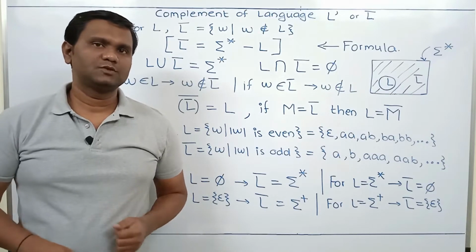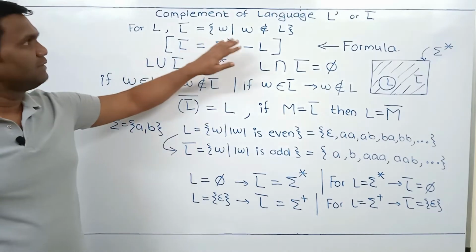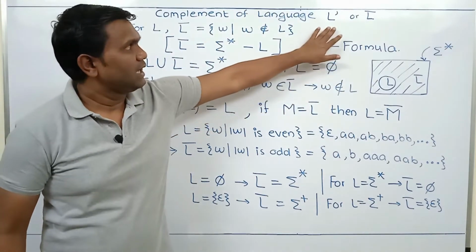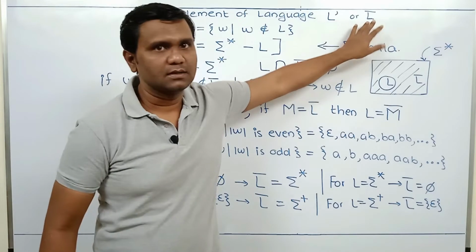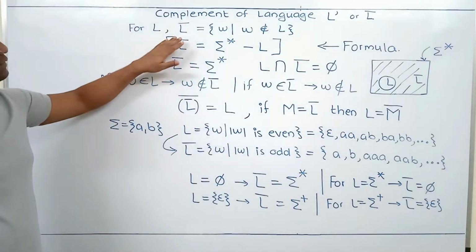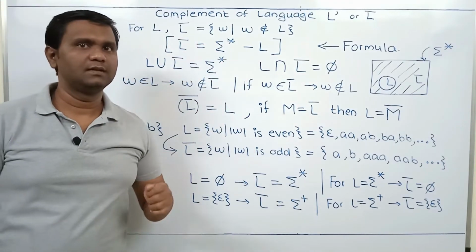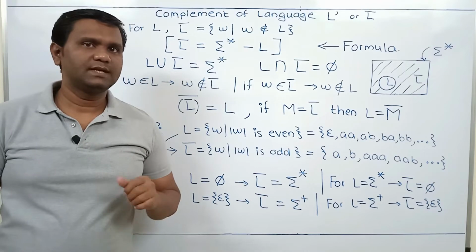Let's continue with the next operation, complement of the language. Complement of the language is denoted as L prime or L bar. So for a given language L, complement of the language is W such that W does not belong to L. So it is simply the set complement operation.